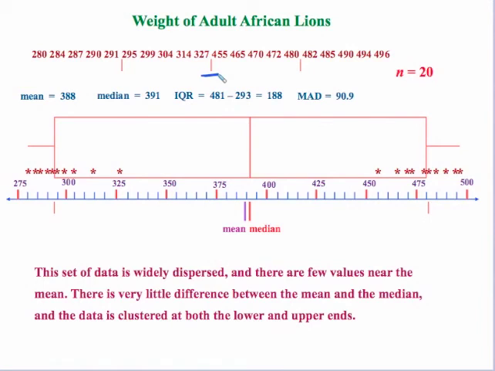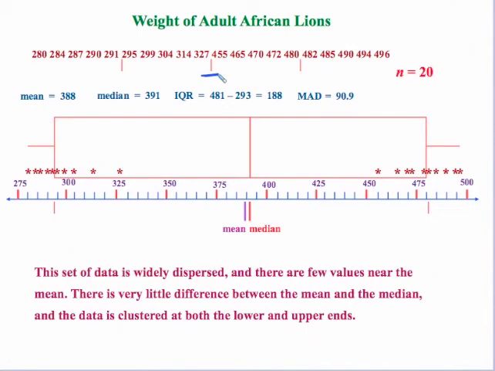This is sort of like that last data set for our third test grade. The data is widely dispersed and there's very few values close to the average, the median. There's very little difference between the mean and the median. And the data is clustered way over at the upper and lower ends. In statistics, this is often referred to as a bimodal distribution.